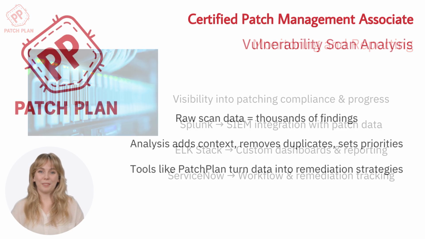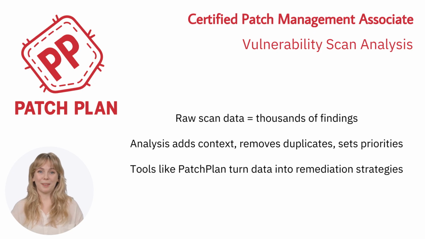Identifying vulnerabilities is only the first step. Interpreting and prioritizing them is just as important. Vulnerability scan analysis involves reviewing scanner outputs, consolidating duplicates, adding business context, and assigning priorities. Without this step, teams can be overwhelmed with thousands of low-risk issues. With proper analysis, focus shifts to the vulnerabilities that matter most.